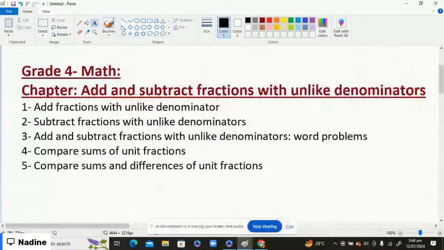So today we discussed grade 4 maths. The chapter we discussed is add and subtract fractions with unlike denominators. The first lesson is add fractions with unlike denominators. The second lesson is subtract fractions with unlike denominators. The third one is add and subtract fractions with unlike denominators, word problems. And the fourth one is compare sums of unit fractions and components of unit fractions. So you guys practice all these questions before starting the next session.